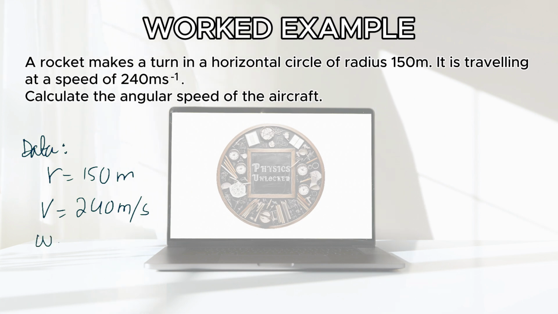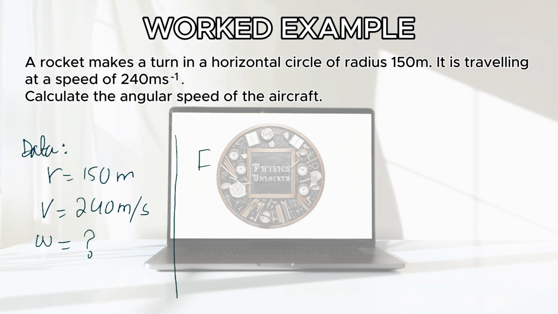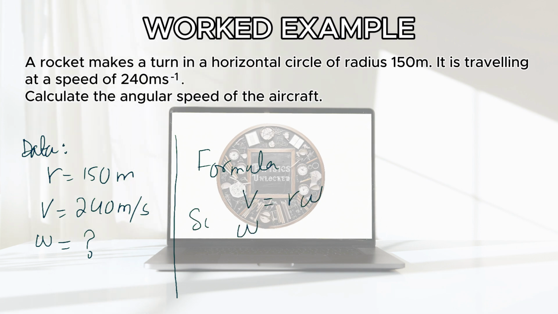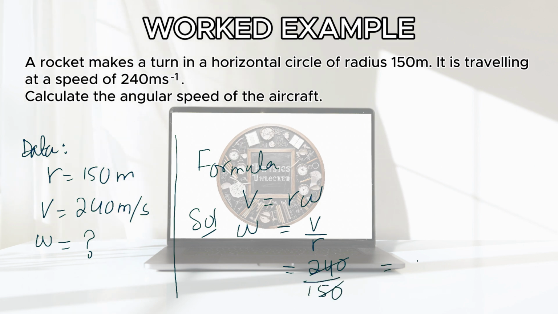The symbol of the angular speed is omega, and we have to state the formula. What is the formula, students? Yes, very good. v equals r omega, and we have to find omega from here. So omega is equivalent to v over r, and v is given as 240, and when it is divided by 150, the answer will be 1.6, and the unit will be radian per second.